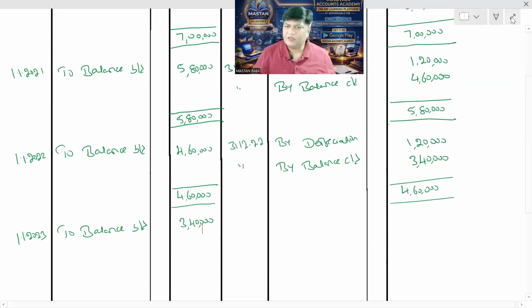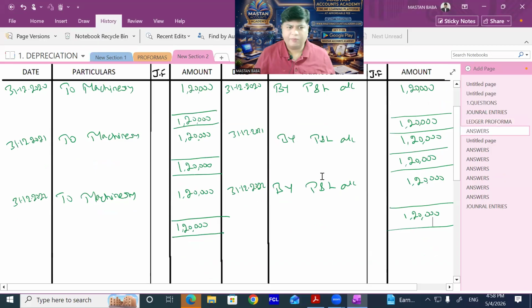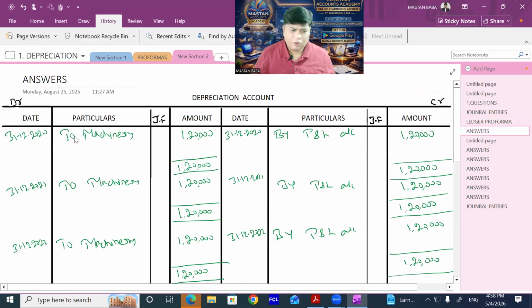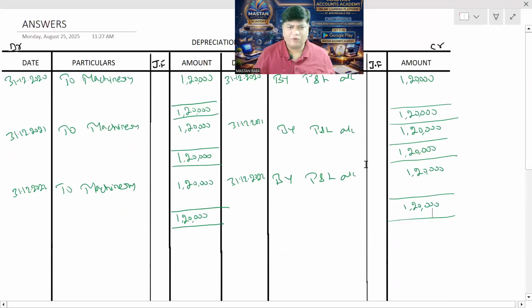Okay? And they asked for the depreciation account also. So we did the depreciation account. Very simple. To machinery 1,20,000, next by P&L account 1,20,000. Every year the same procedure. To machinery 1,20,000, by P&L account 1,20,000. So dear students, in the question they mentioned to write entries, machinery and depreciation.